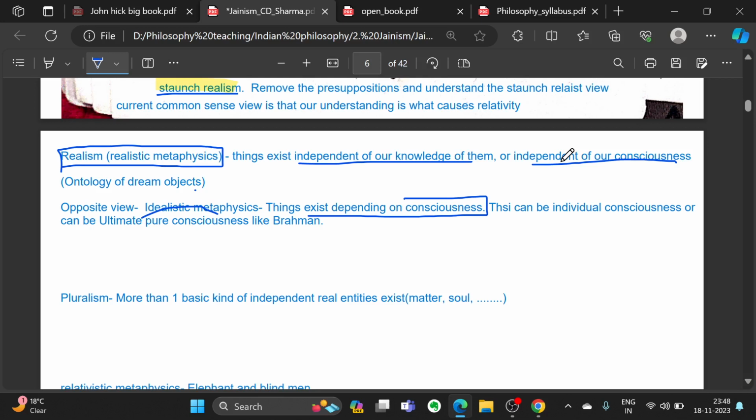So this is our common sense worldview as well. When you are sitting on a chair, you know that that chair exists in reality. It is not something dependent on your consciousness like a dream object. Okay, so what is the ontology of dream objects? Do they exist independently of your consciousness? No. If you see a chair in your dream, that chair is just in your head, right? So this is the contrast between realism and idealism, objectively existing and subjectively existing.